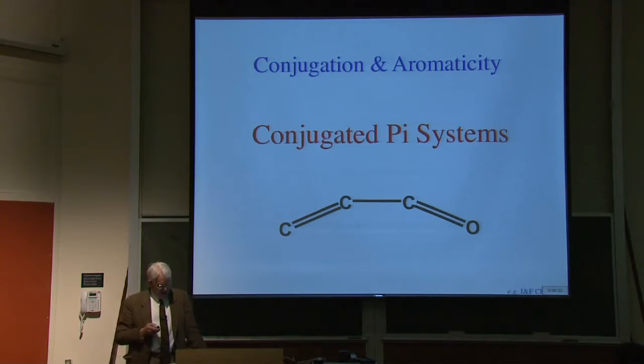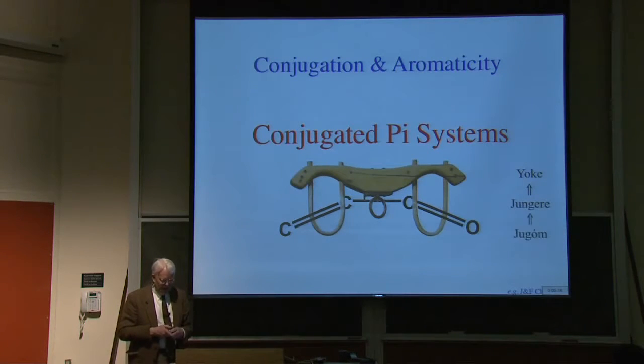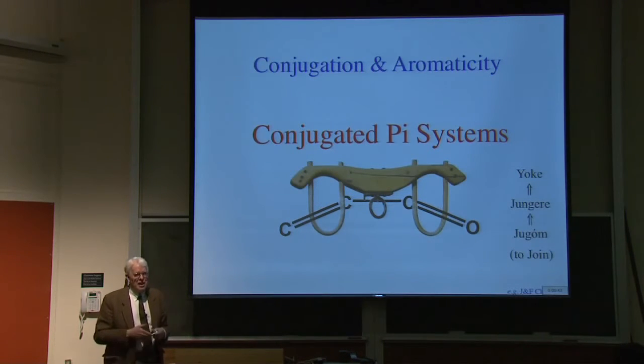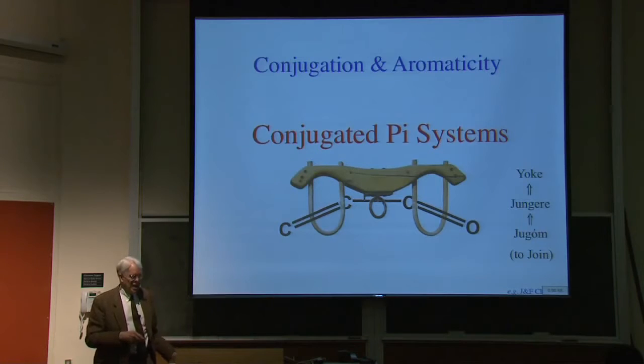And they're called conjugated because they're yoked together. The word yoke is the same root. Yoke comes from jungere, from jugum, which is to join, right? So they're joined together. They don't act independently. We talked about this already in the first exam when you memorized functional groups.